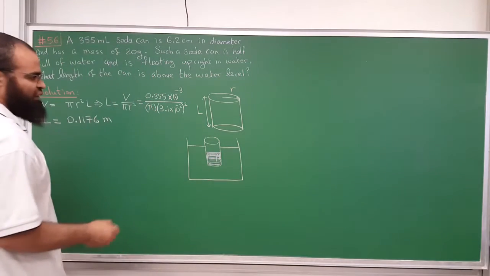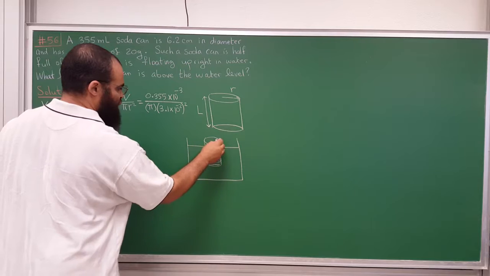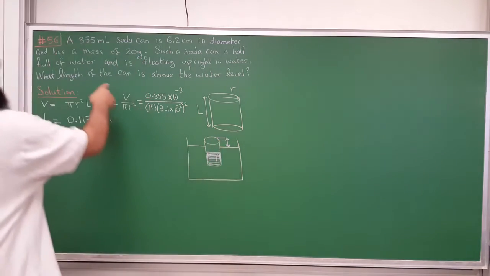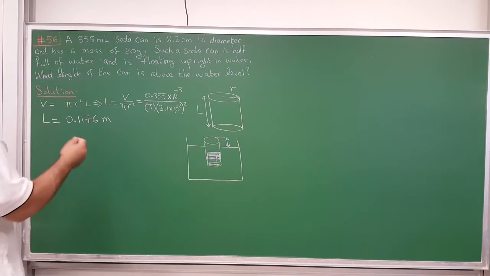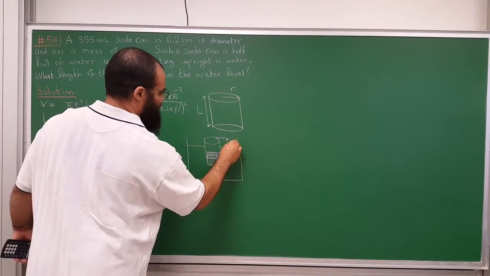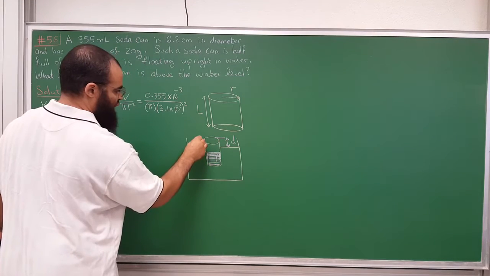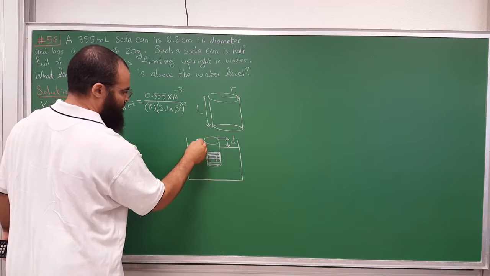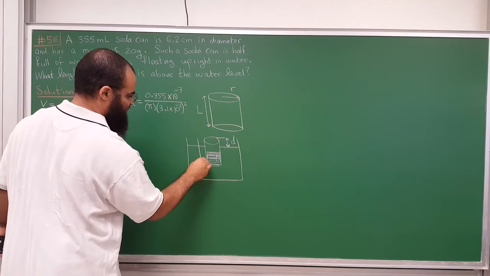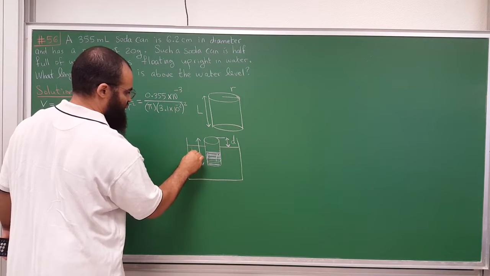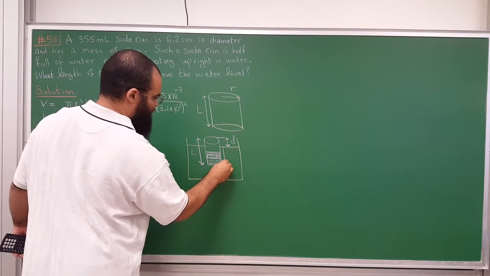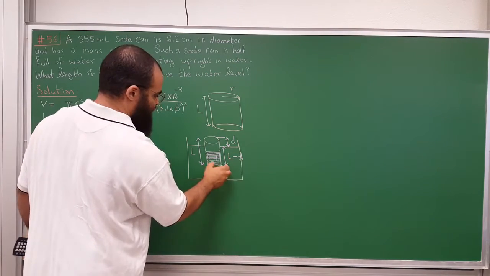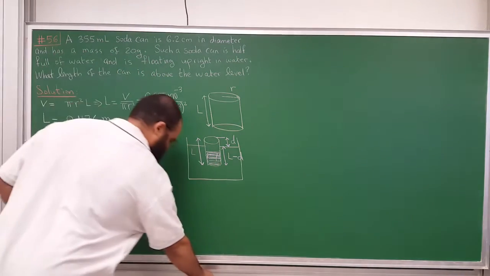And now it floats. They would like to know how high the length of the can is that is above the water level. Let's call this D here, and this whole thing is L. So what's below the water level, I almost said sea level, will be L minus D. And this will be related to the water displaced.